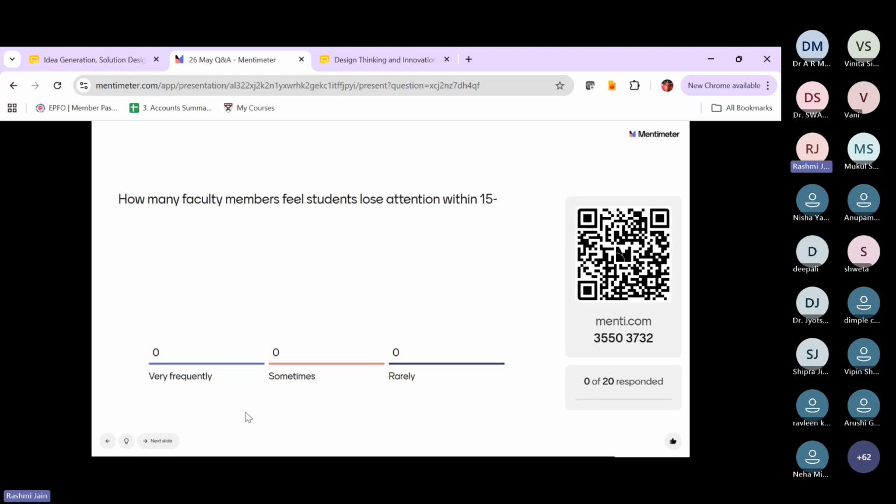So we all belong to the same fraternity. How many faculty members feel students lose attention within 15-20 minutes? Sorry, this question has not fully been printed. So how many faculty members feel students lose attention within 15-20 minutes? Just give it a poll.